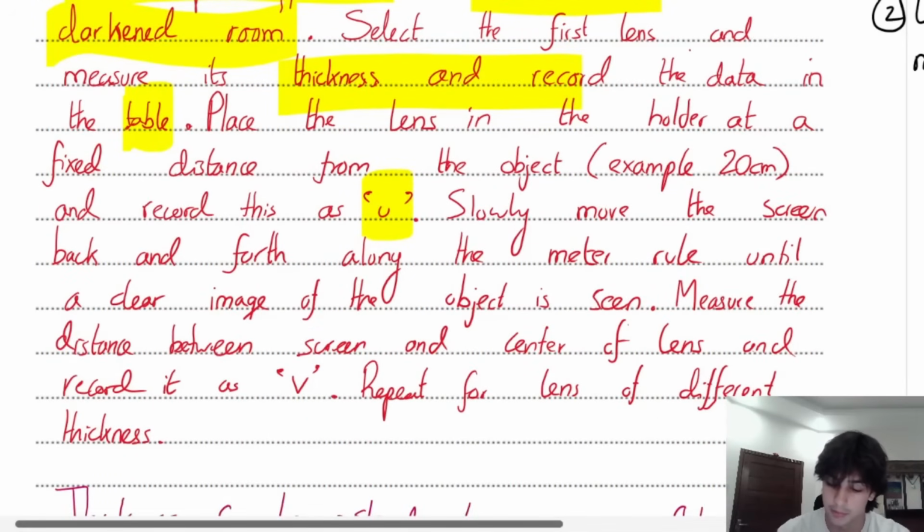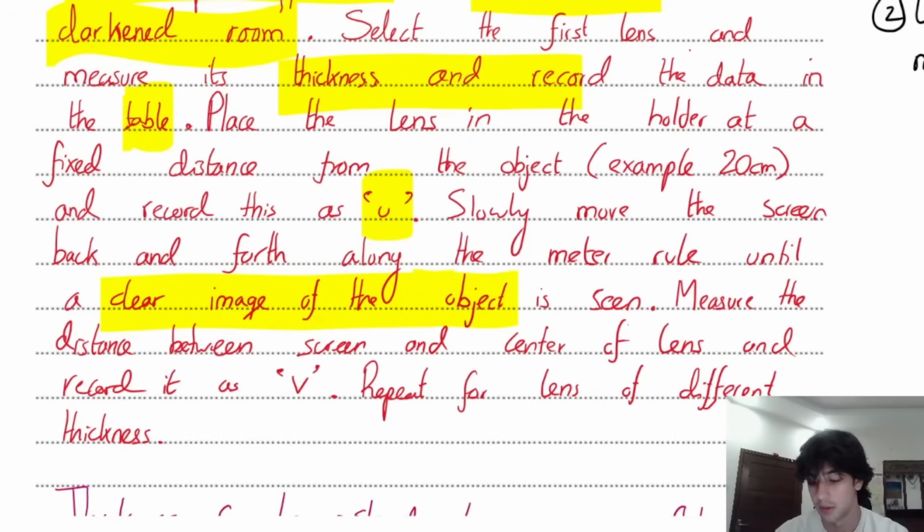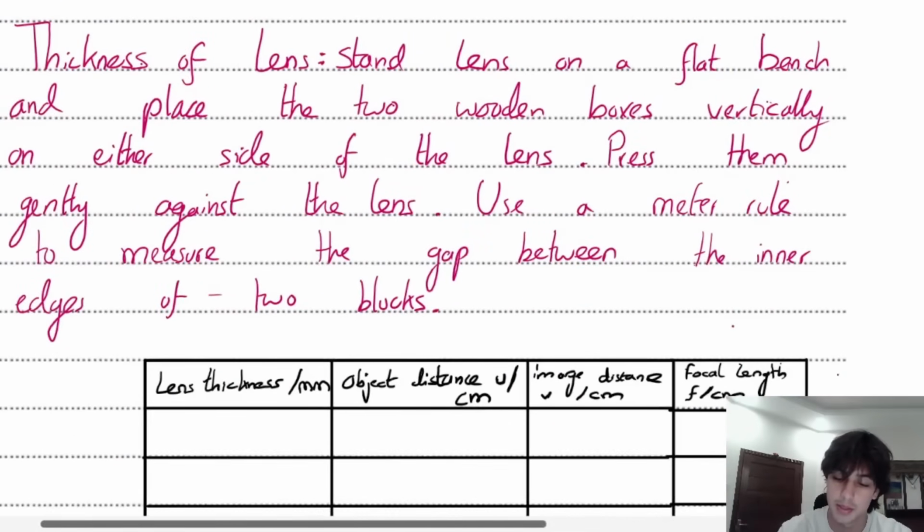Slowly move the screen back and forth along the meter rule until a clear image is formed. This is just a recall of theoretical knowledge, where the focal point is the point where the image is the clearest. It's where the rays converge the most. Measure the distance between the lens and the screen and label it V, and repeat for lenses of different thickness. Very important to include this in the end, because again, we're investigating different independent variables. Now, how do we measure the thickness?